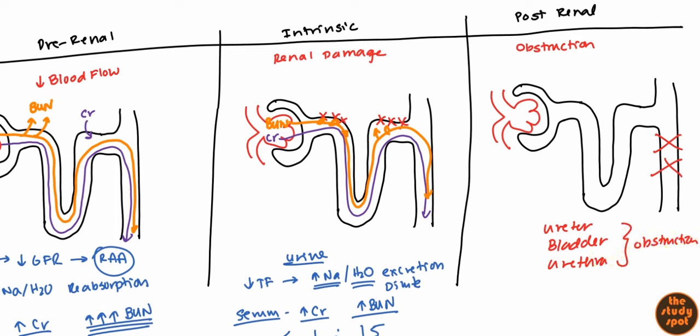Obstruction could be for many reasons. It could be due to benign prostatic hyperplasia in men. It could be due to a type of stricture or some type of stone, and even fibrosis, and we'll get to all that. But how does it present?